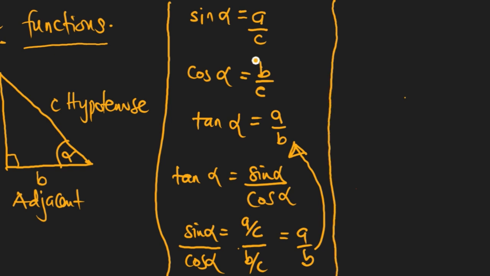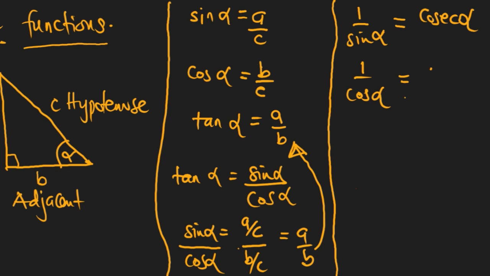And then we would also look at their reciprocals. If you have 1 over sine theta, so here I'm using alpha, 1 over sine alpha, that should be equal to cosec alpha. And then 1 over cos alpha is equal to sec alpha. And then 1 over tan alpha is equal to cot alpha. So I believe you'll be able to remember all of these ratios, the 3 ratios as well as their reciprocals.